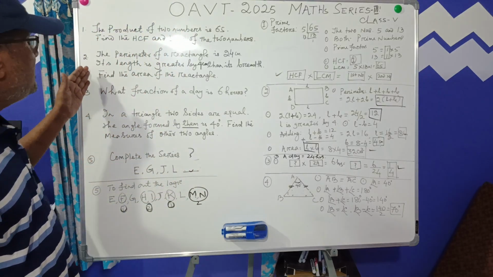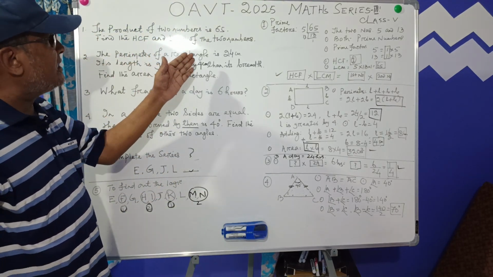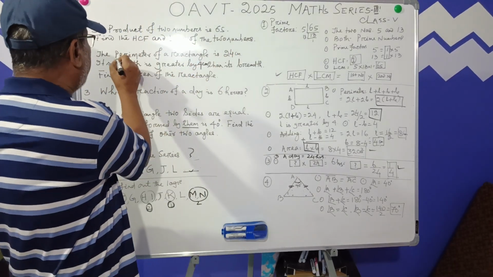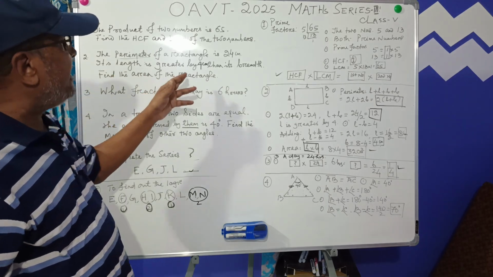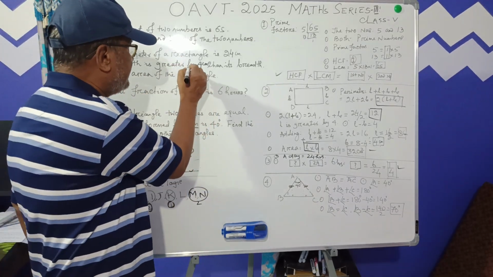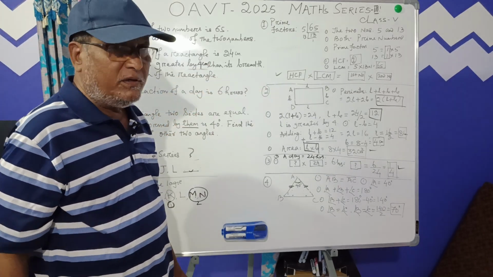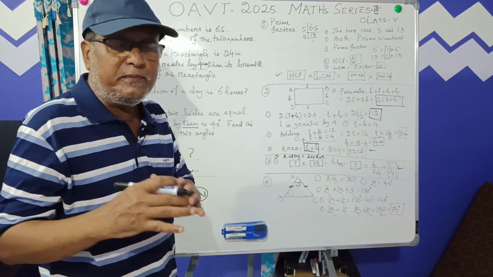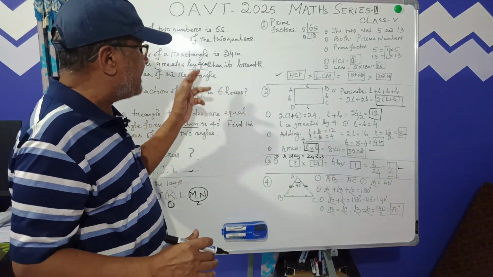So come to question number 2. The perimeter of a rectangle is 24 centimeter. Here the keyword is perimeter. And its length is greater by 4 cm than its breadth. You know, length is greater and breadth is shorter. So find the area of the rectangle.